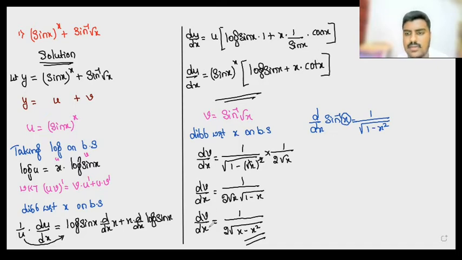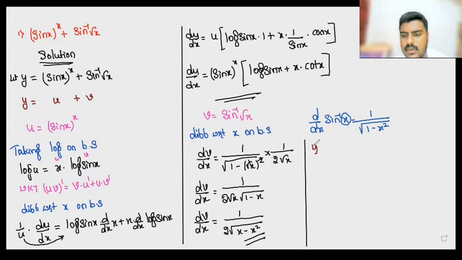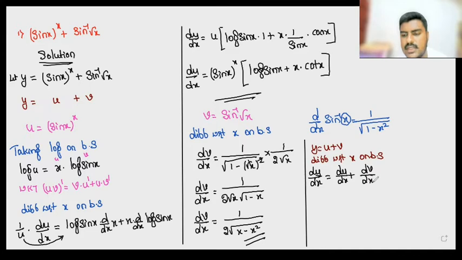Okay, so now all of you should observe it here. I will do it here now. Y equals u plus v. So differentiate with respect to x on both sides. When you differentiate this one, it will come to dy by dx equals du by dx plus dv by dx.